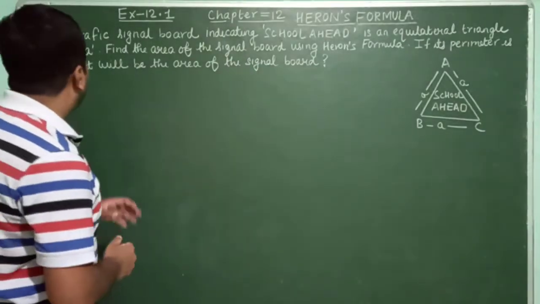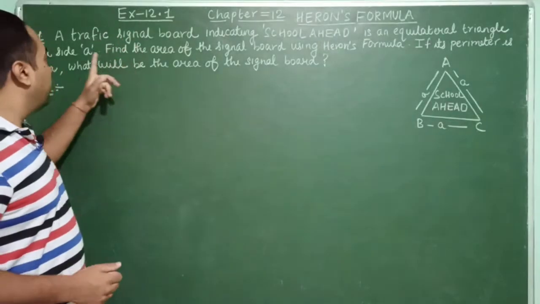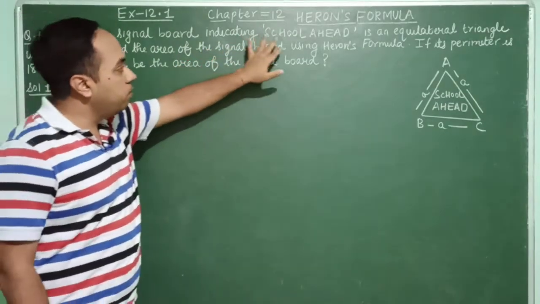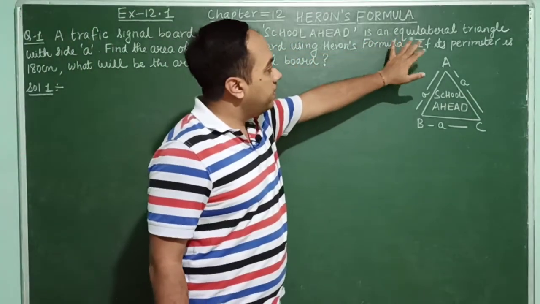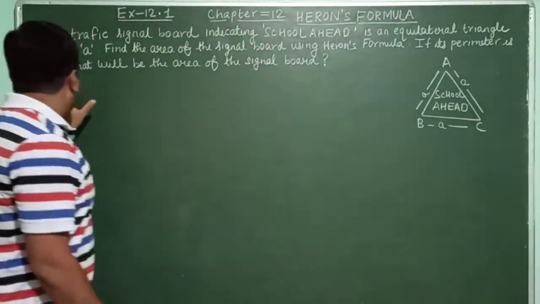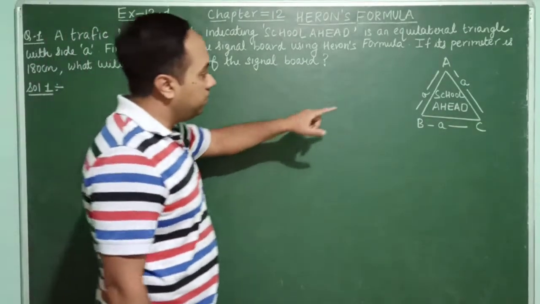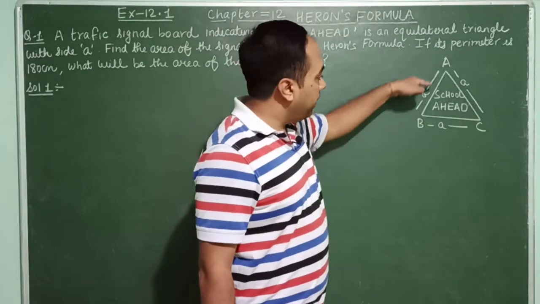Now, question number 1 of exercise 12.1. The question is, a traffic signal board indicating school ahead is an equilateral triangle with side equal to A. Now there is a traffic signal board in the shape of an equilateral triangle.